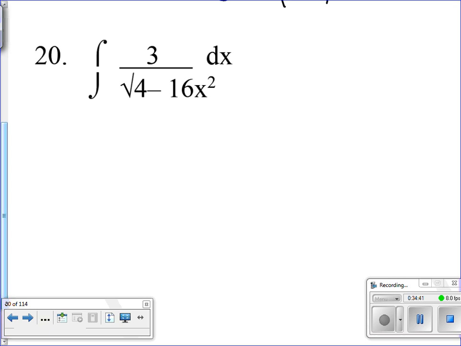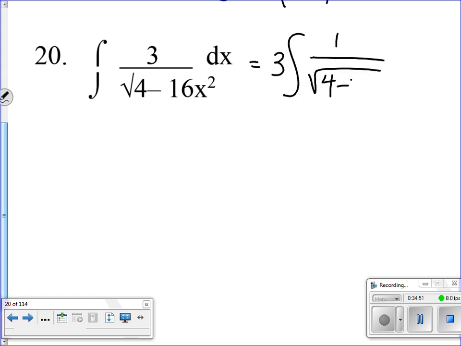Okay, I'm going to pull that 3 out front. And when I do that, now again, I'm very tempted to let u equal the inside function down there. But if I did let u equal 4 minus 16x squared, du would be negative 32x, and I don't have an x up there. Again, when you don't have enough x's up there, it's probably going to be inverse trig. So when you're going for inverse trig, let's first make sure that the constant in the denominator is a 1. Well, it's not a 1, so you're going to have to factor out whatever it is.